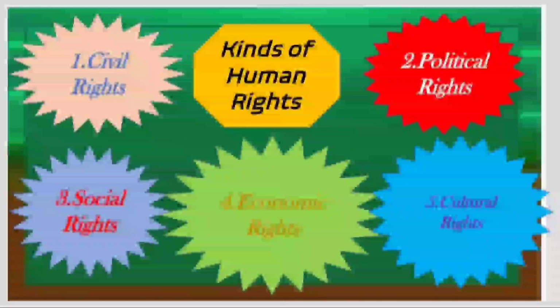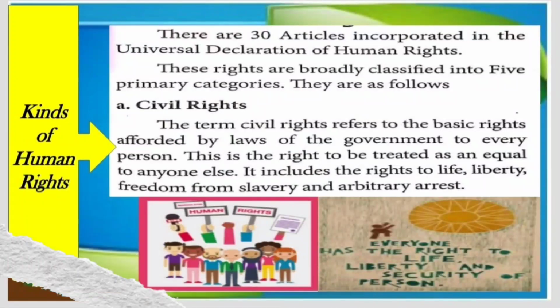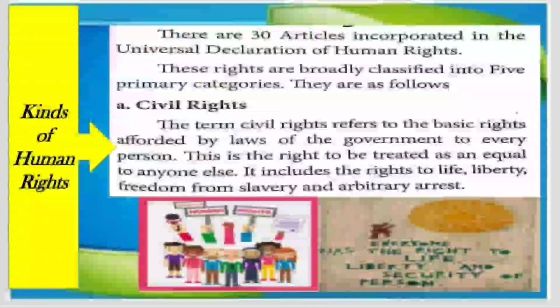Kinds of human rights. First one, civil rights. Number 2, political rights. Number 3, social rights. Number 4, economic rights. Number 5, cultural rights. There are 30 articles incorporated in the Universal Declaration of Human Rights. These rights are broadly classified into 5 primary categories. They are: number 1, civil rights.